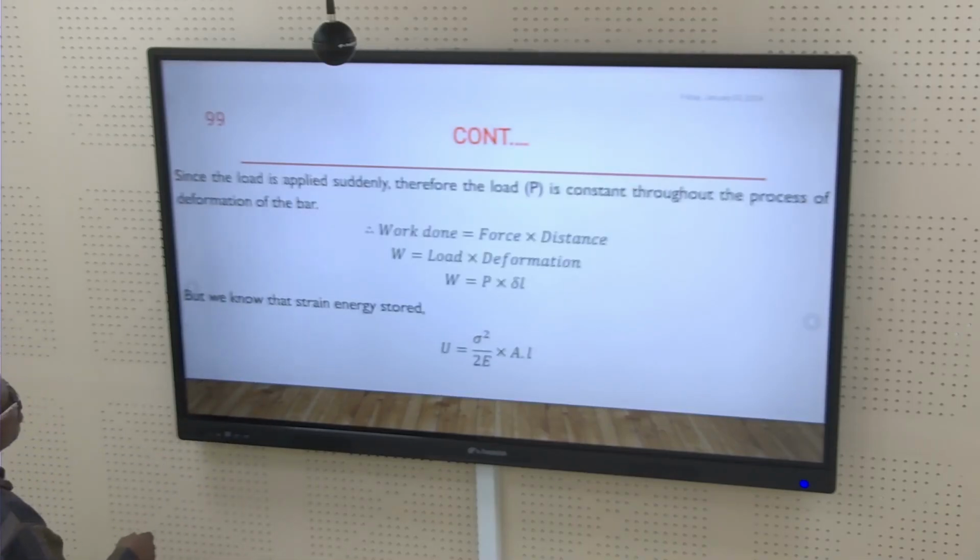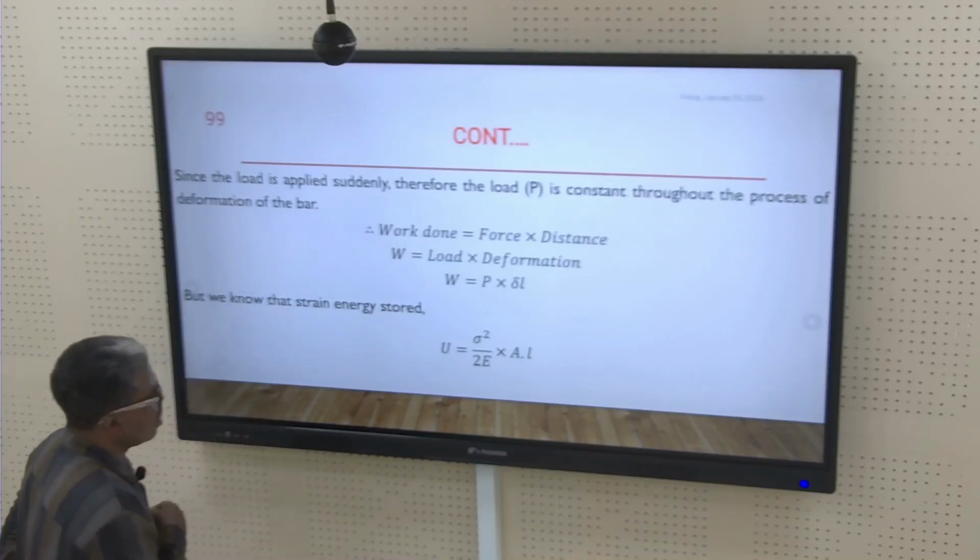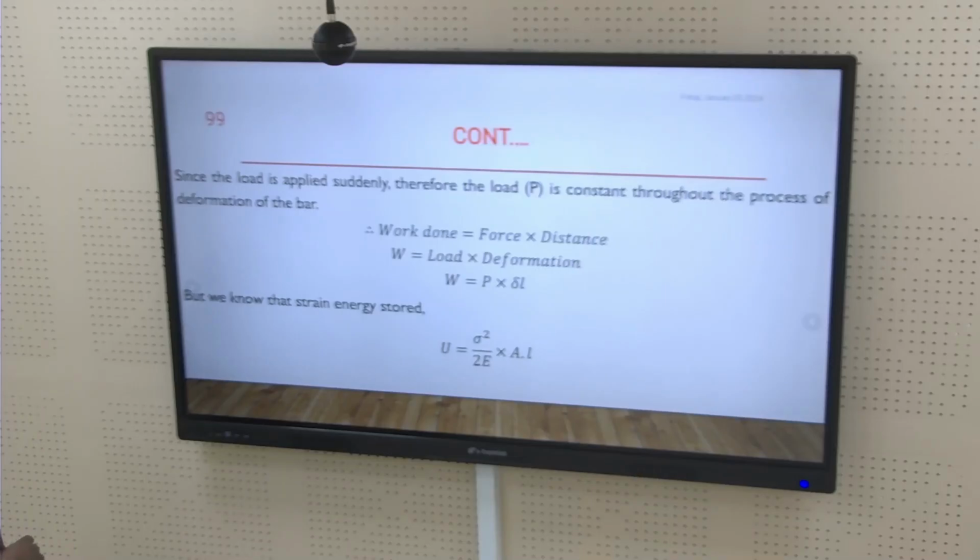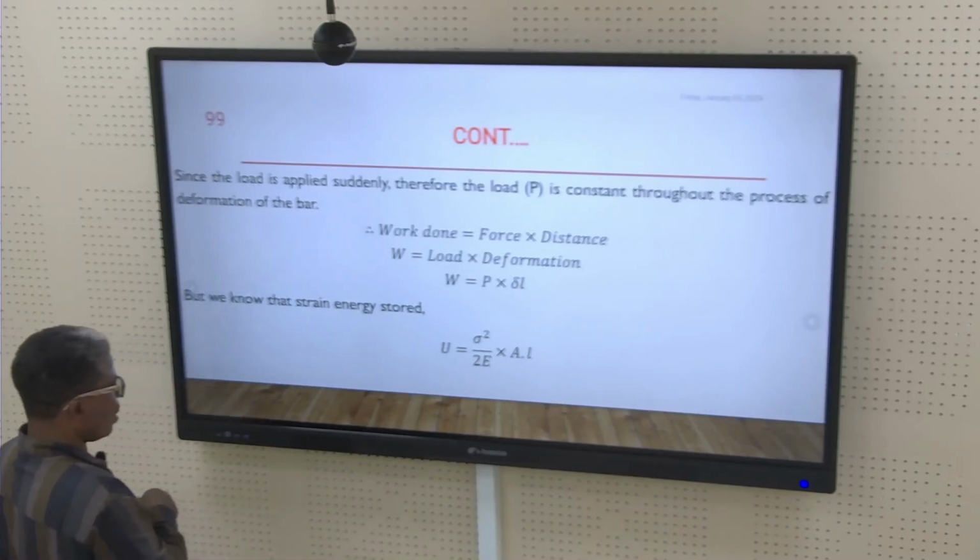Since the load is applied suddenly, the load P is constant throughout the process of deformation of the bar. So work done, as usual, is force times distance: load times deformation. So the work done is equal to the applied force times the change in length. But we know that strain energy is stored. So work done is equal to stress squared over twice Young's modulus times the cross-sectional area times the original length.